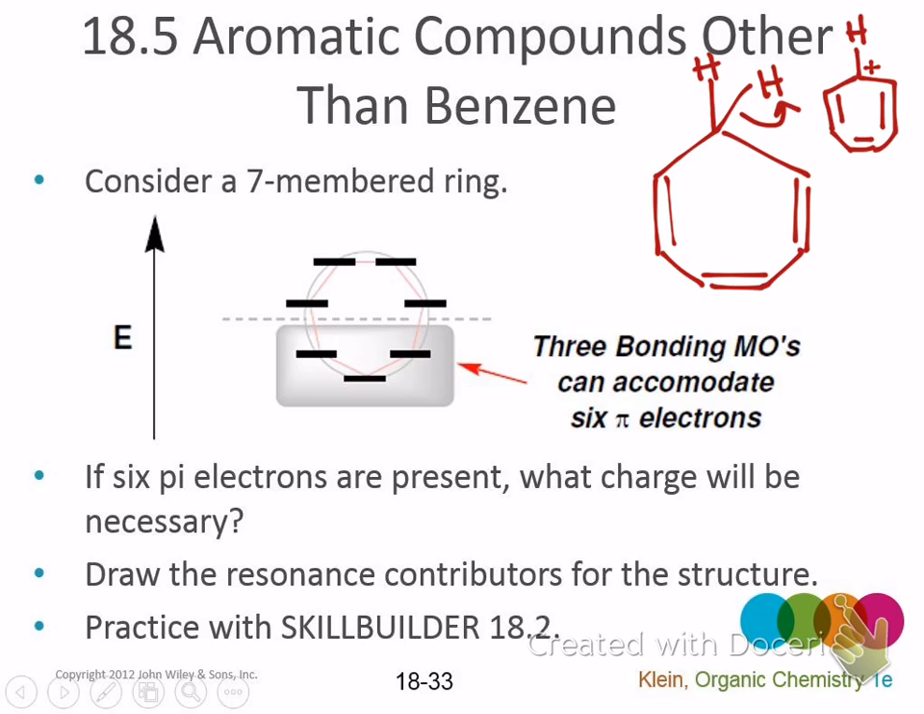Make sense what I'm doing? Draw the system, right? 7-membered ring. It's got 3 bonding molecular orbitals. I stuck the electrons into the bonding molecular orbital, right? That gives me this system here. In order to be aromatic, I'm going to have to pull a hydrogen and the electron off of it. And that allows it to be aromatic.